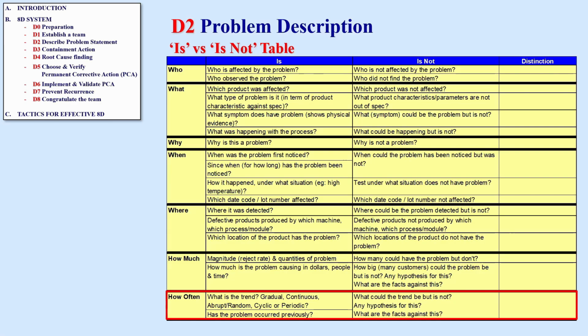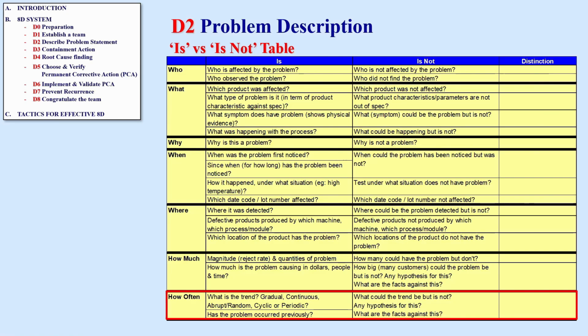Gradual, continuous, abrupt or random, cyclic or periodic. Has the problem occurred previously? Whereas, the negative question sounds something like, what could the trend be but is not? Same as how much. While asking these negative questions, we also ask, any hypothesis for this? What are the facts or observations against this?